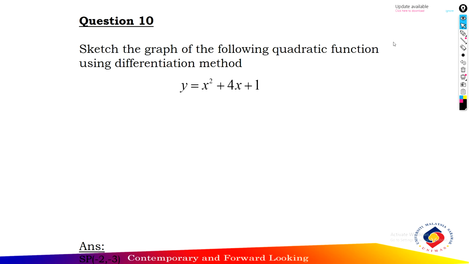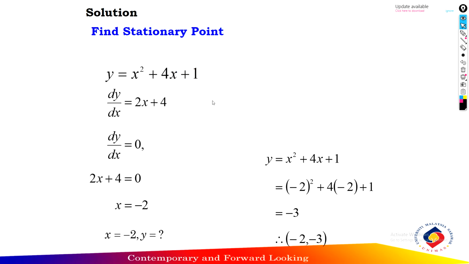Okay, question 10. Sketch the graph of the quadratic function using the differentiation method. y equals x squared plus 4x plus 1. First step, you find the stationary point of the quadratic function. You find the first derivative of the function, dy over dx equals 2x plus 4, and you let the first derivative equal 0, and the stationary point exists.